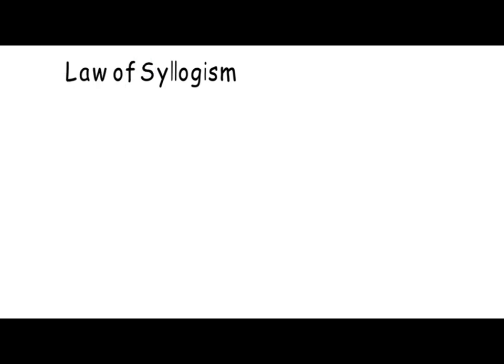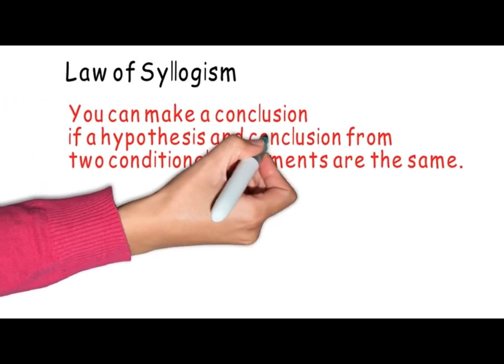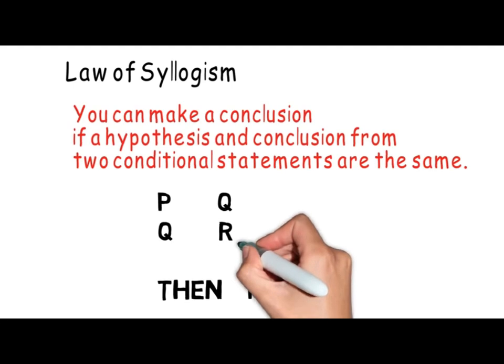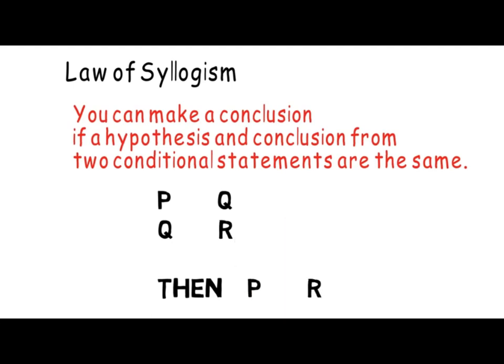So to summarize, the law of syllogism says you can make a conclusion if a hypothesis and conclusion from two conditional statements are the same. And that's again where we saw that match. In symbolic notation, if P then Q, if Q then R, well then we can conclude if P then R.